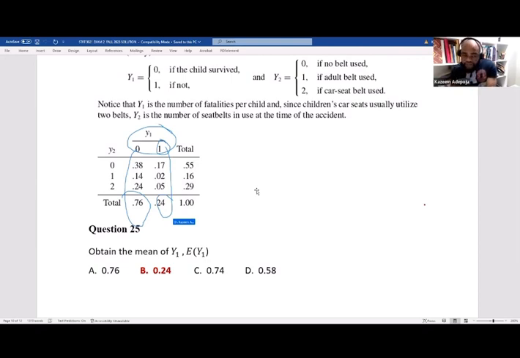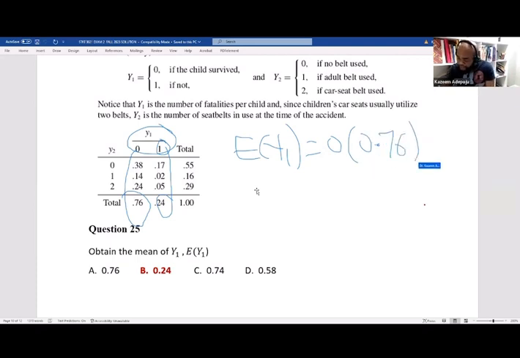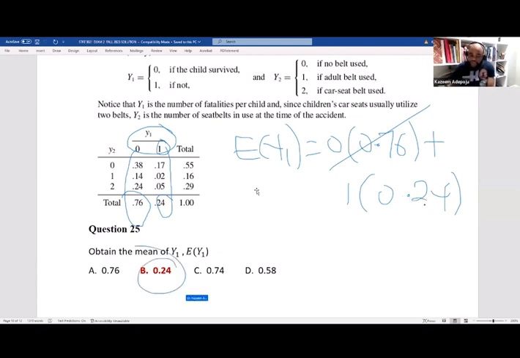This kind of table here is 2 by 3. They could give you 3 by 3. It doesn't matter. The state space of Y1 here is 0, 1, and the state space of Y2 is 0, 1, 2. My expected value of Y1 is going to be 0 multiplied by the total, which is 0.76, plus 1 multiplied by 0.24. 0 times the total is 0. What is 1 times 0.24? That is the answer. You will see something like that in this final.